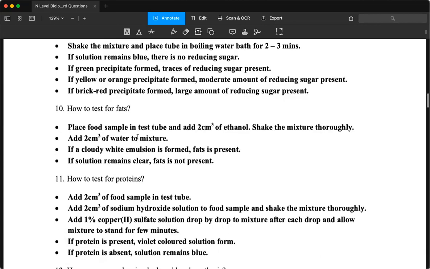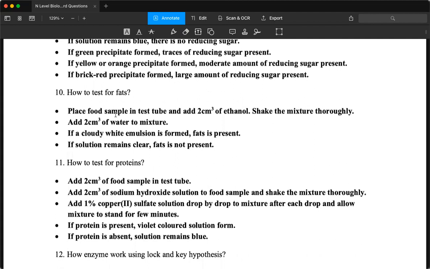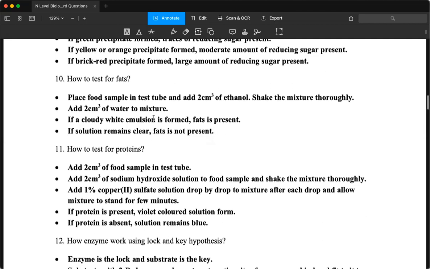Moving on to testing for fats. You realize that I did not talk about the test for starch, not because it's not tested, but because it's so easy, I will not waste time to mention it here. The test for fats is to place the food sample in a test tube and add 2 cm³ of ethanol, shake the mixture thoroughly, then add 2 cm³ of water to the mixture. If a cloudy white emulsion forms, fat is present. If the solution remains clear, fat is not present.